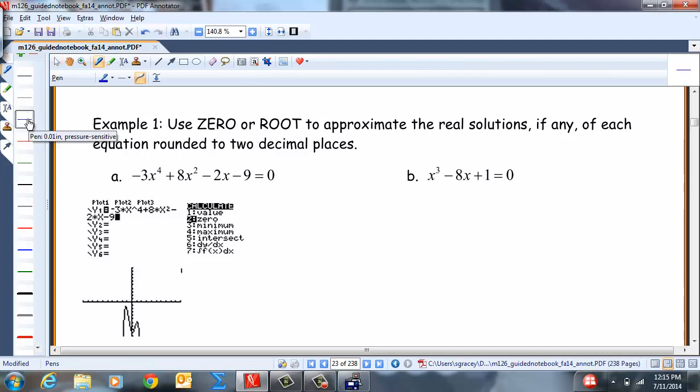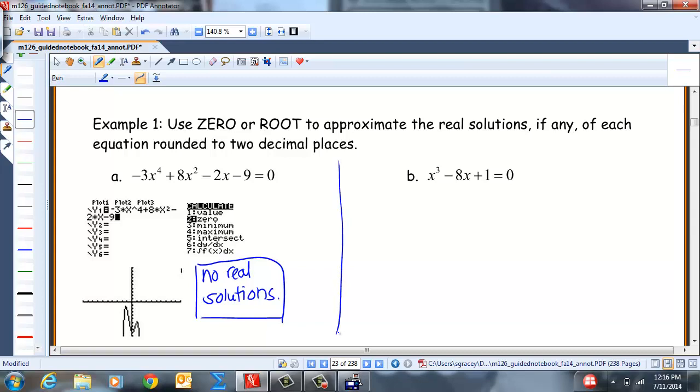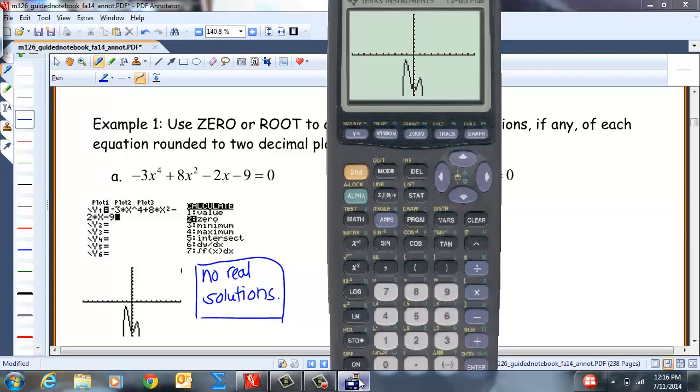So we would say no real solutions. Right? So just put that down there. Okay, so let's look at part B, and hopefully this one will have real solutions so we can get a feel for how to use this feature.